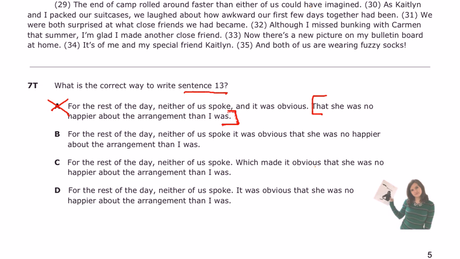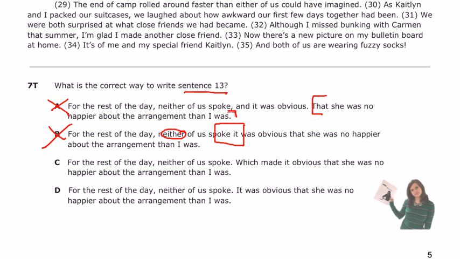B: for the rest of the day, neither of us spoke. It was obvious that she was no happier about the arrangement than I was. What I notice about B is that I've got two ideas that have been run together and they're not punctuated correctly. So I have neither of us spoke, and then immediately after it was obvious that she was no happier about the arrangement than I was. I've got to have some kind of punctuation happening in between spoke and it because I have two separate clauses right there. So this is not the correct way to write sentence 13. I'm going to eliminate B.